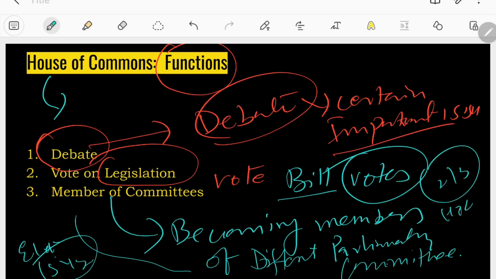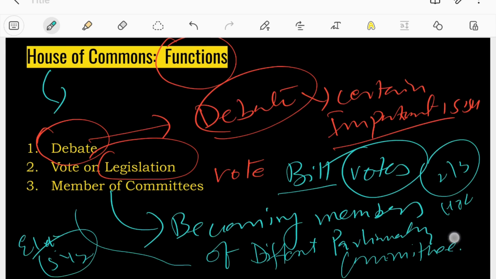So this is the way you can see the House of Commons, peoples, their membership, its nature and functions we have discussed.